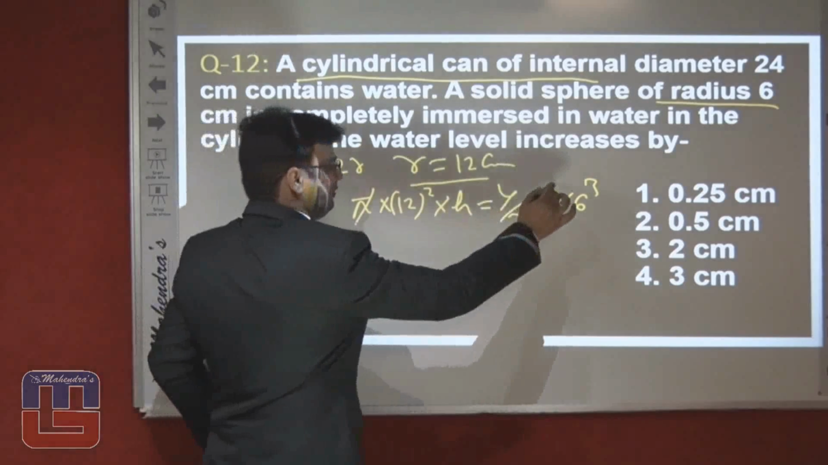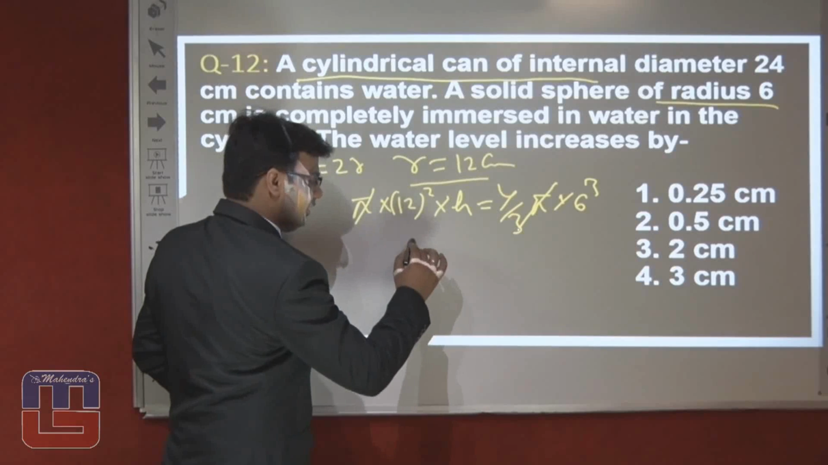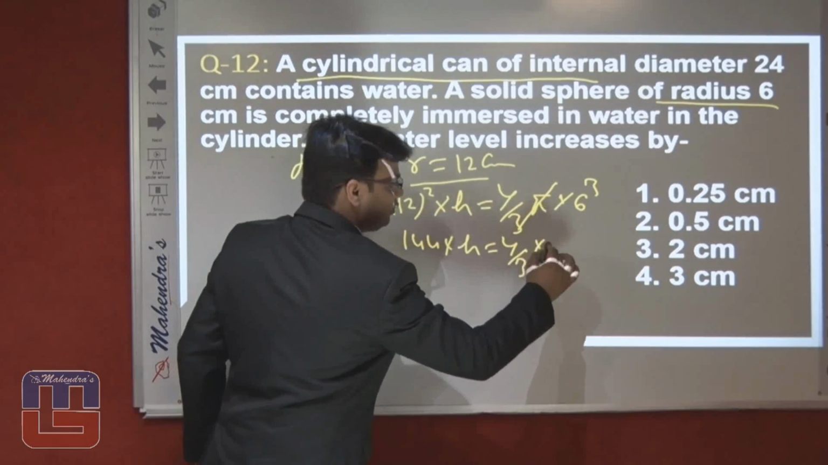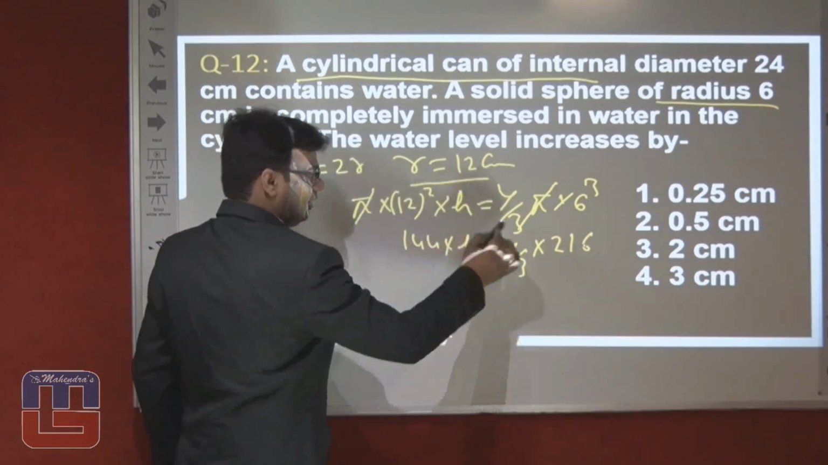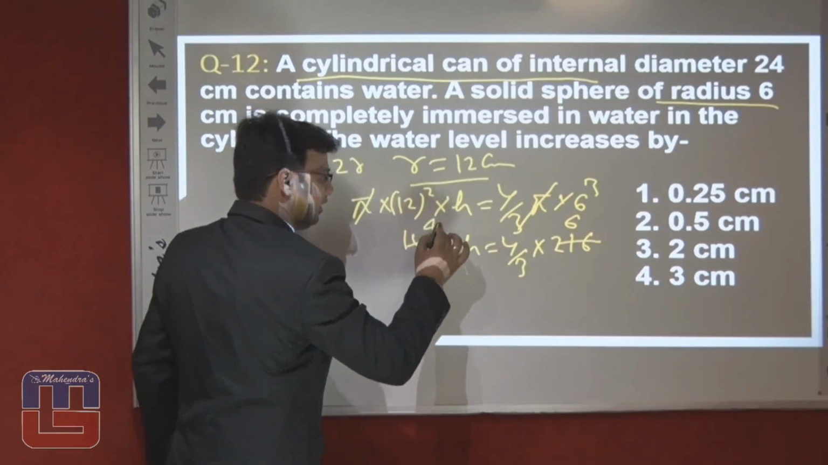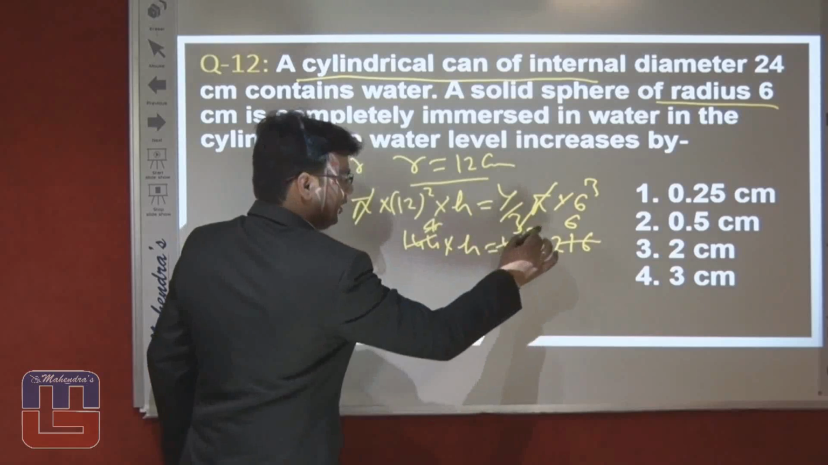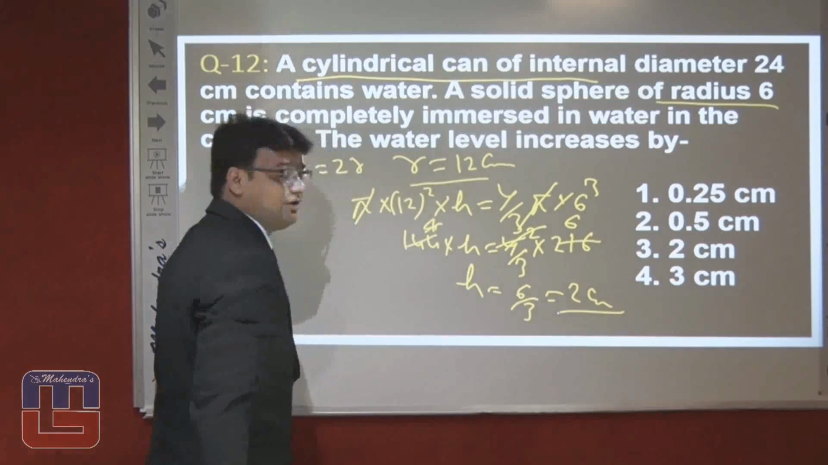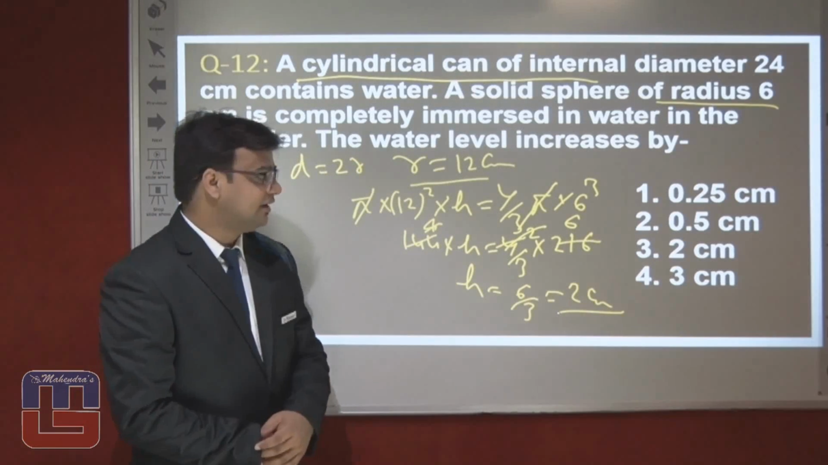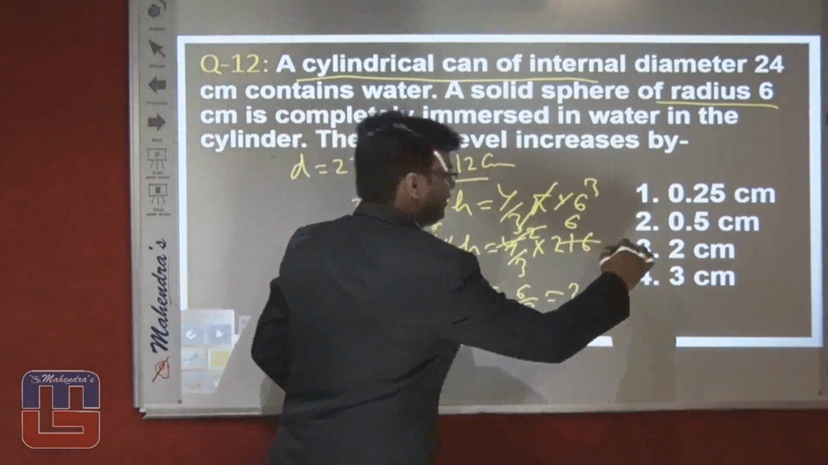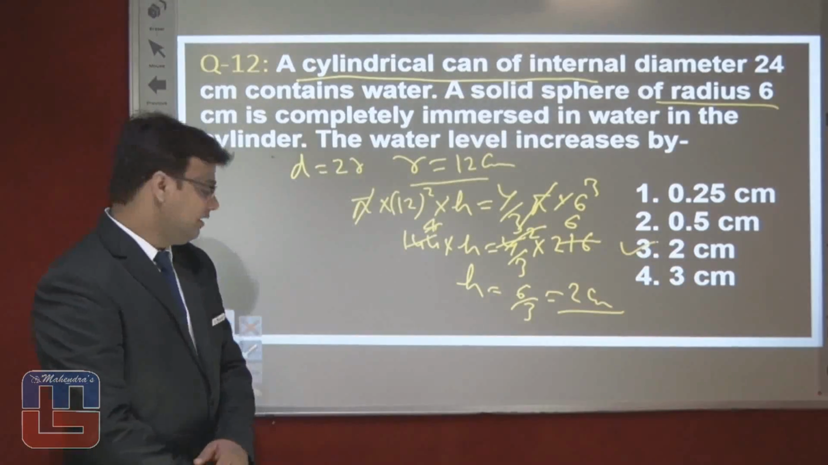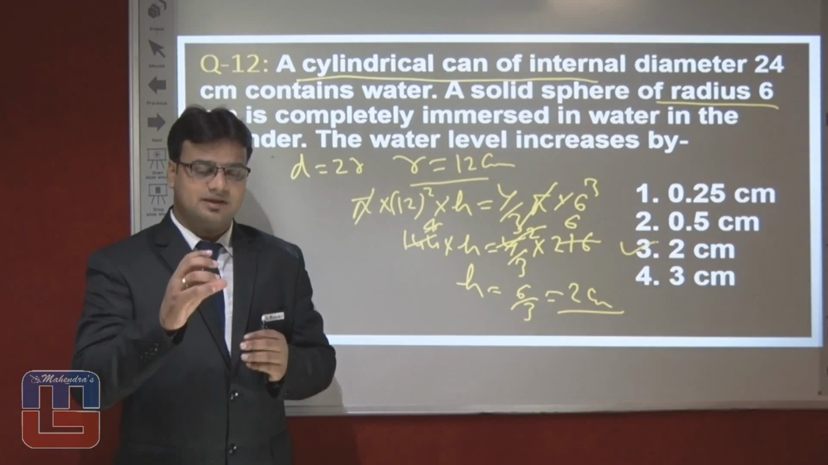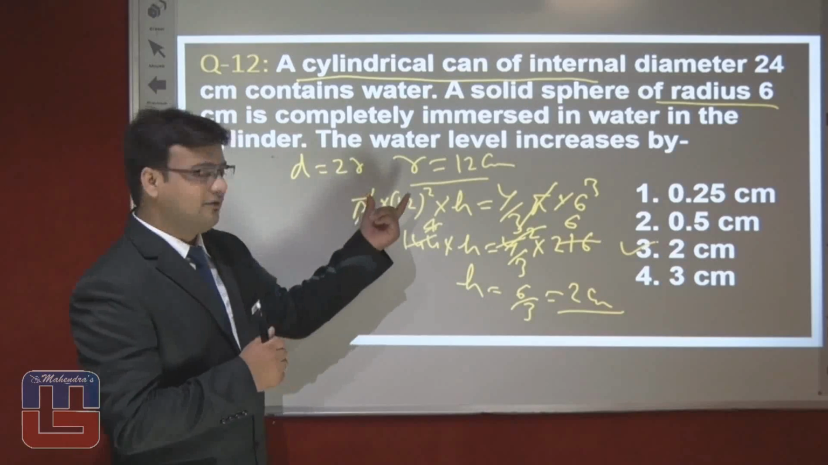If we solve it, pi cancels out, then 12 square is 144, h into 4 by 3 into 6 cube is 216. If we solve, 36 sixes are 216, and the 4s cancel out, that means h is equal to 6 by 3, that is 2 centimeters. We check in which option 2 centimeters is. It is clearly 2 centimeters in the third option. That means our correct answer is third. That's clear, it is a use of Archimedes principle. In a case of water replacement by immersion, we use the volume of Archimedes principle.